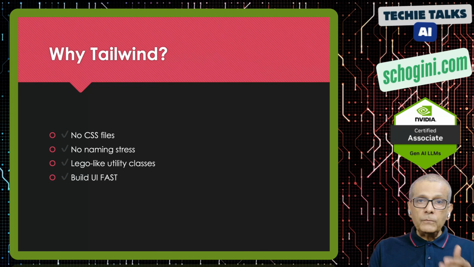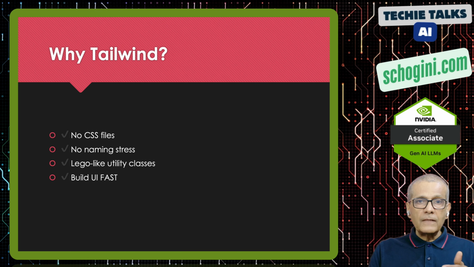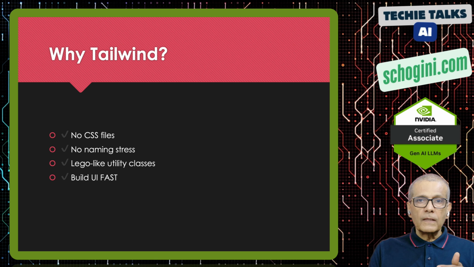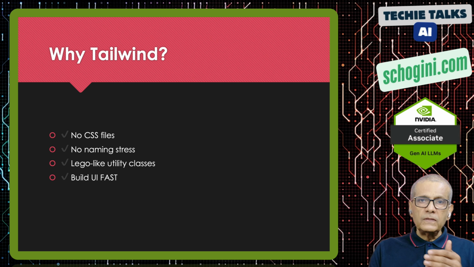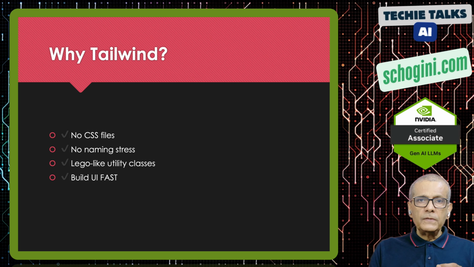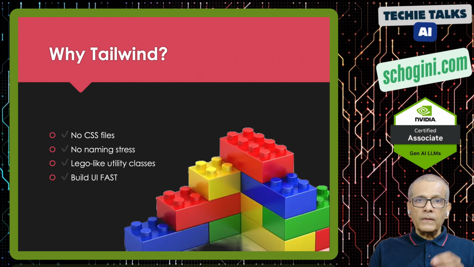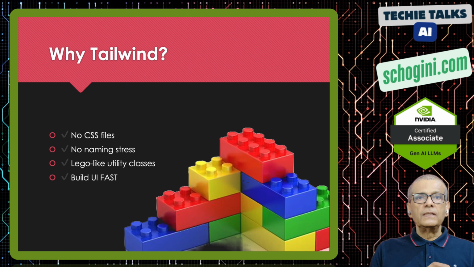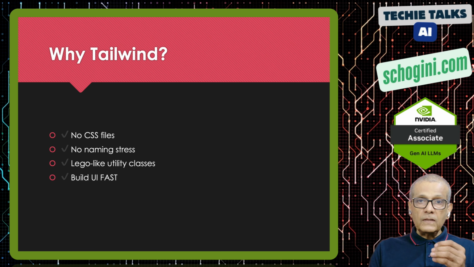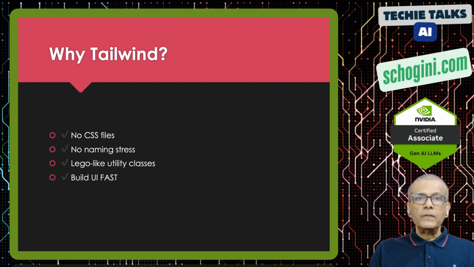Why Tailwind? Tailwind removes the headache of naming classes and writing CSS. Instead of writing long CSS files, Tailwind gives you small utility classes like Lego bricks. You assemble them and instantly see the results. This saves huge time when building UI.